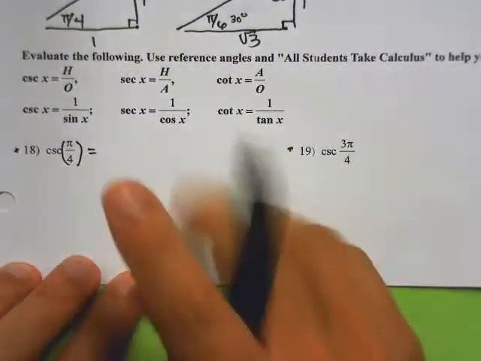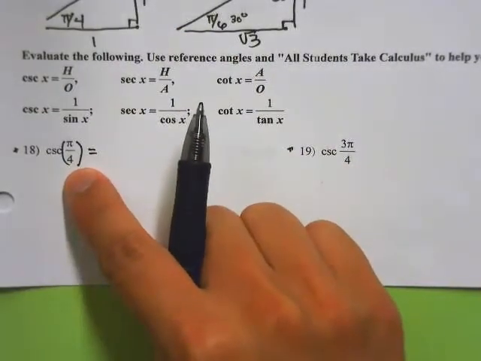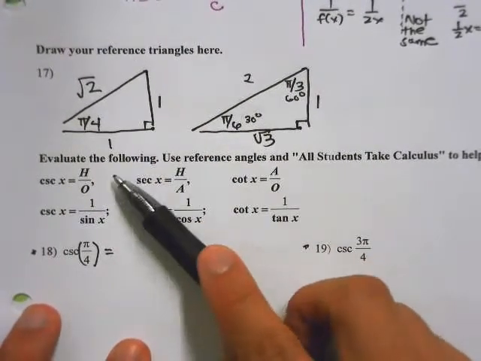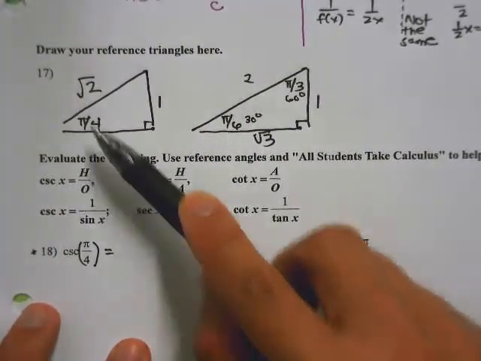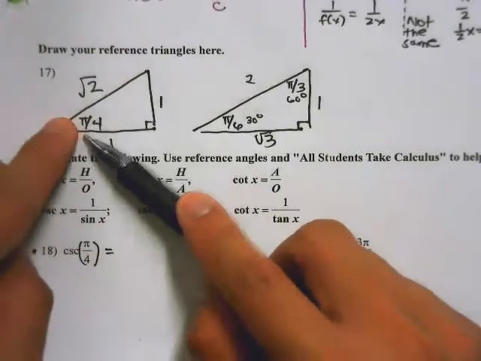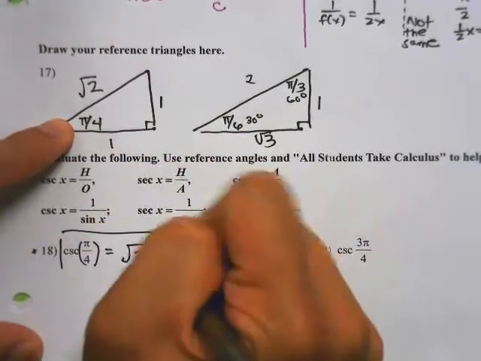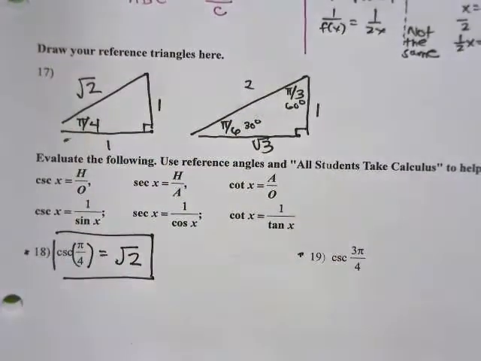Let's start with this one over here, cosecant of pi over 4. Because this is a reference angle in quadrant 1, I just use our reference angle over here. And remember, cosecant is hypotenuse over opposite. So here's pi over 4, hypotenuse over opposite. So that's square root of 2 over 1, or square root of 2. Okay, so that's that.